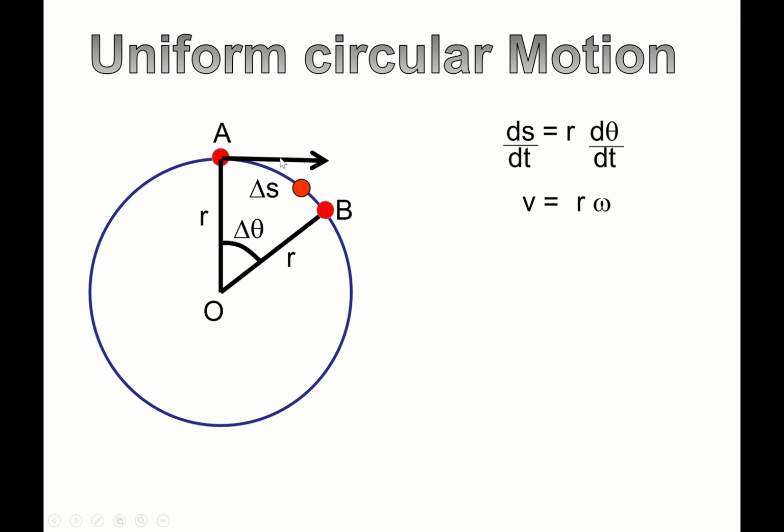So the v is tangential to the circle. And this is for uniform circular motion. That means the speed at any point on the circle is equal to v.